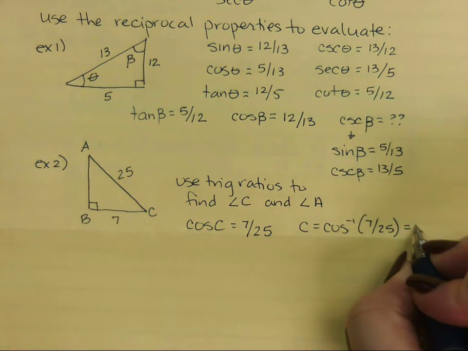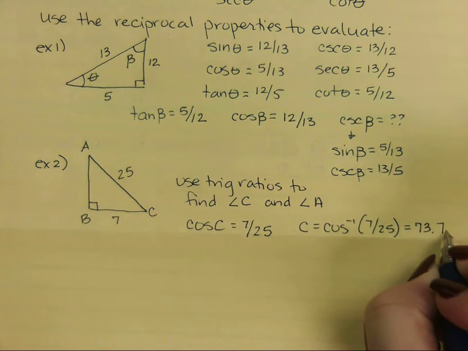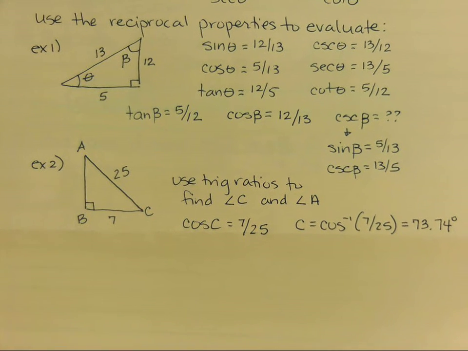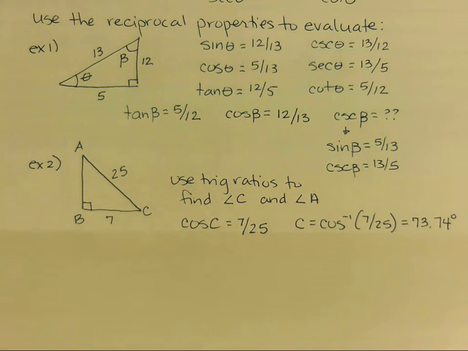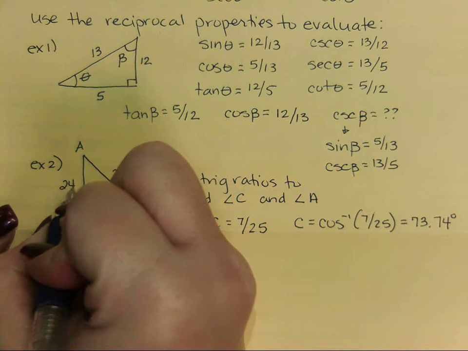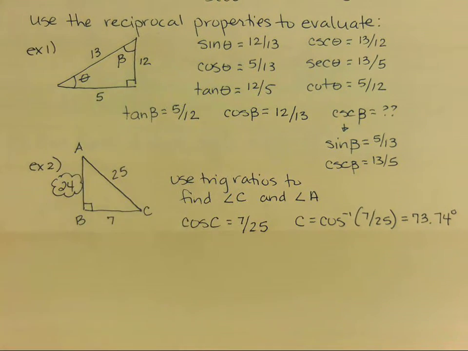So that angle C is about 73.74 degrees. And I'm going to do 2 decimals on this one, just to be a little bit more accurate. Now, if I wanted to, I could use the Pythagorean theorem, and I could figure out that this leg is also 24. I don't have to do that.